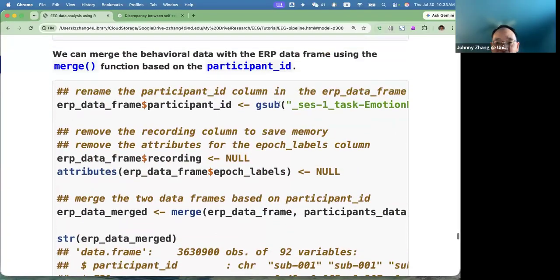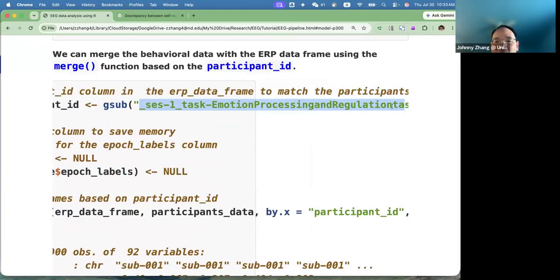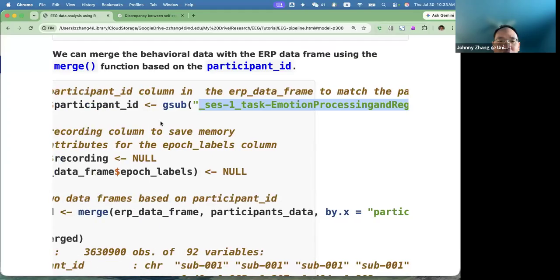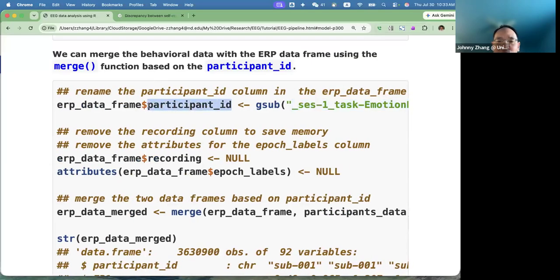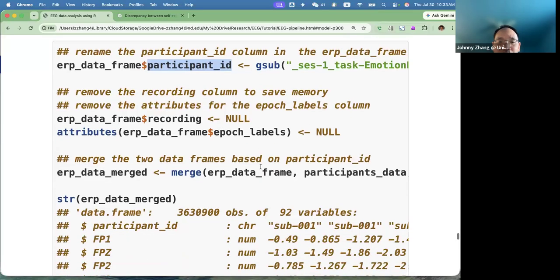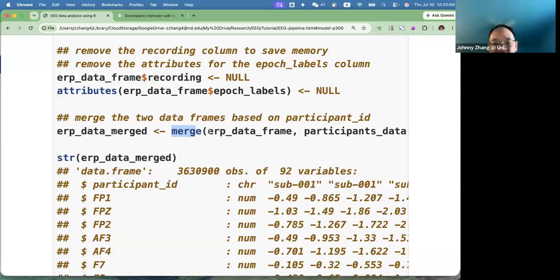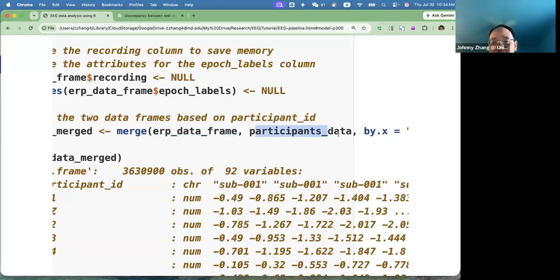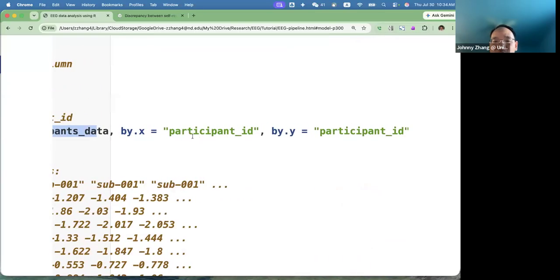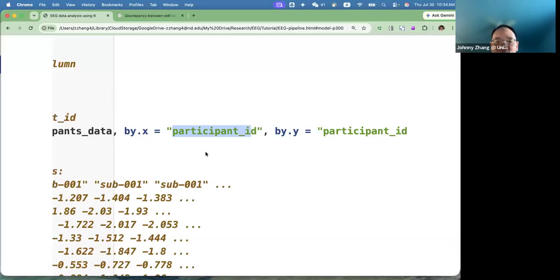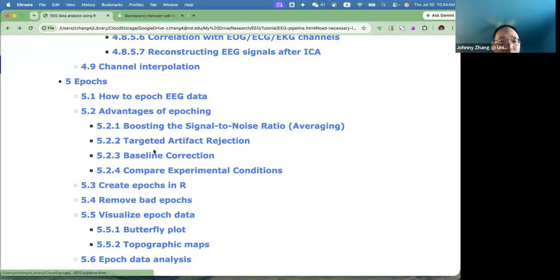So therefore, what I did is I basically remove the extra part here so that after that, I will create a participant ID with only subject 001, subject 002, right? Now I have that, I can merge my data. So this is my original EEG and ERP data set, and this is my participant data set. So I merge by participant ID. In my merge, x is the first data set, y is the second data set. So after doing that, what happened?